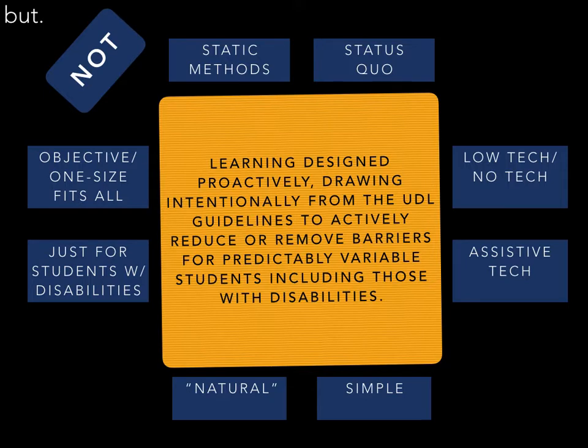So for example, if one was attempting to reduce barriers for students but was using assistive technology or was using static methods, then we would say that's no longer UDL. Whether that's useful or not, that's another question, but it's not UDL. This gives us a way to allow for the flexibility, but also gives us a way to say clearly what it is not, and therefore make strides towards operationalizing UDL.